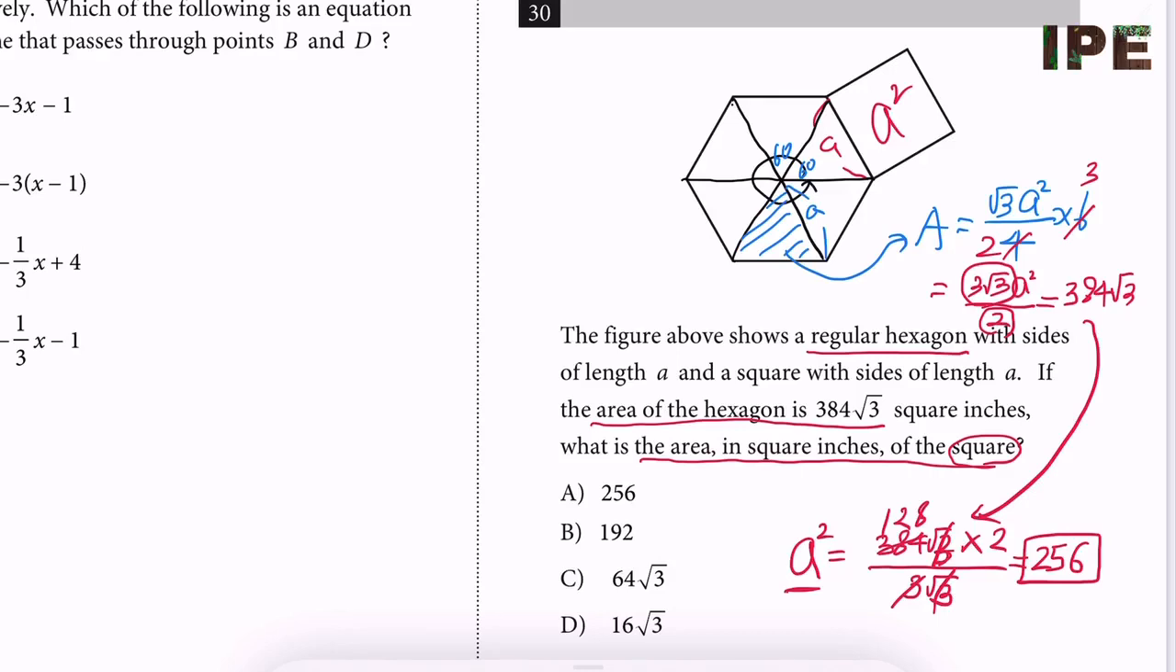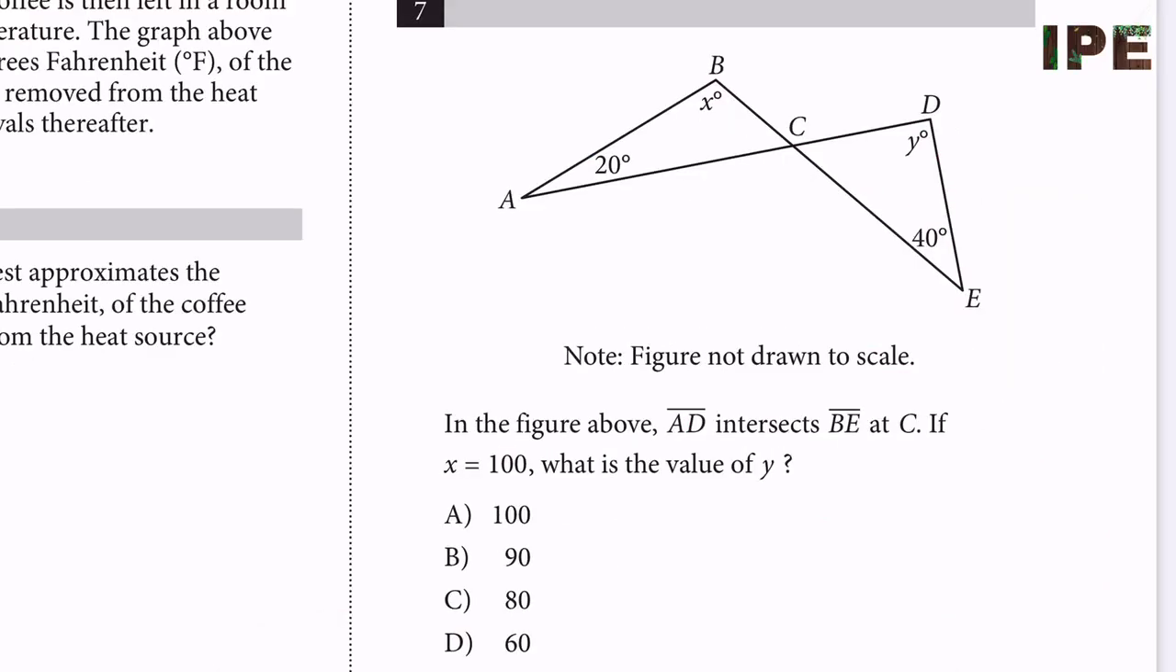I used the formula to find the equilateral triangle, which was root 3 a squared over 4, but a regular hexagon includes 6 equilateral triangles. That's why I multiplied by 6. That should be equal to 384 root 3. That is given. From this equation, I found a squared, which is 256. That's the answer.